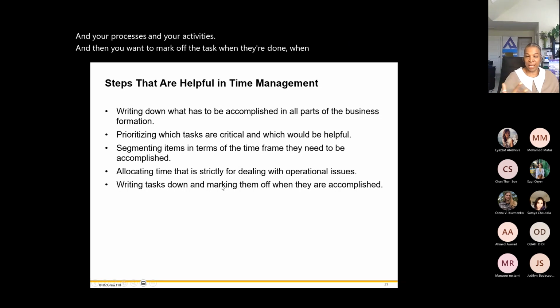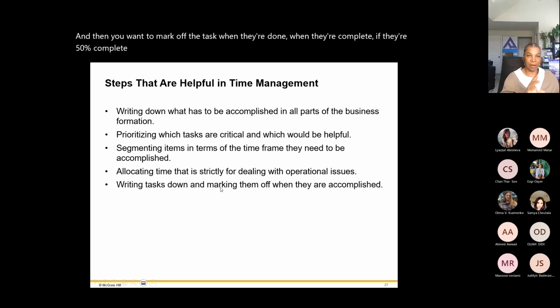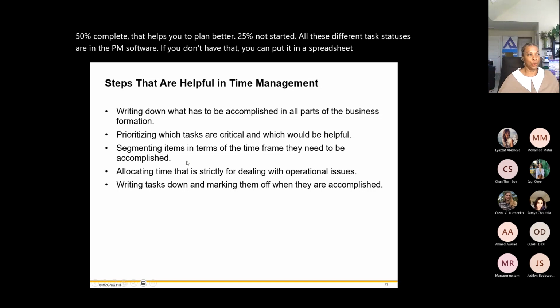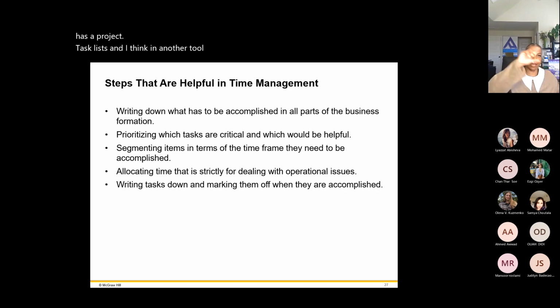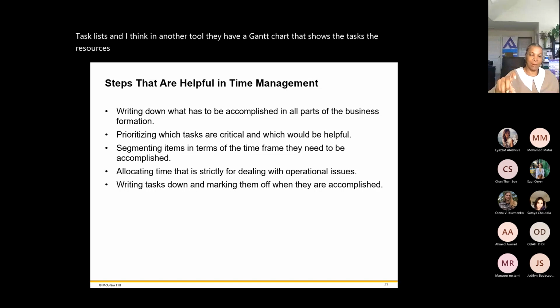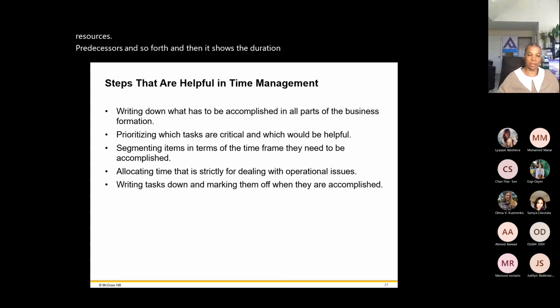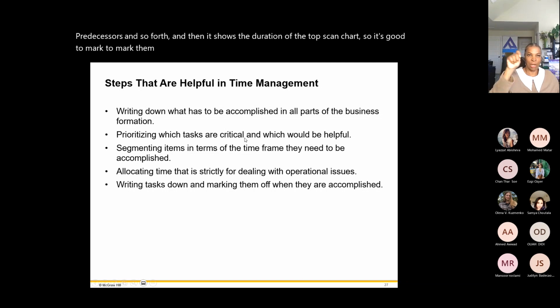If they're 50% complete, that helps you to plan better. 25%, not started. All these different task statuses are in the PM software. If you don't have that, you can put it in a spreadsheet. I know Google has a project task list, and I think in another tool they have a Gantt chart that shows the tasks, the resources, predecessors, and so forth. And then it shows the duration of the tasks. It's a Gantt chart. So it's good to mark them accomplished, so you know what's been done and what's left to be done.